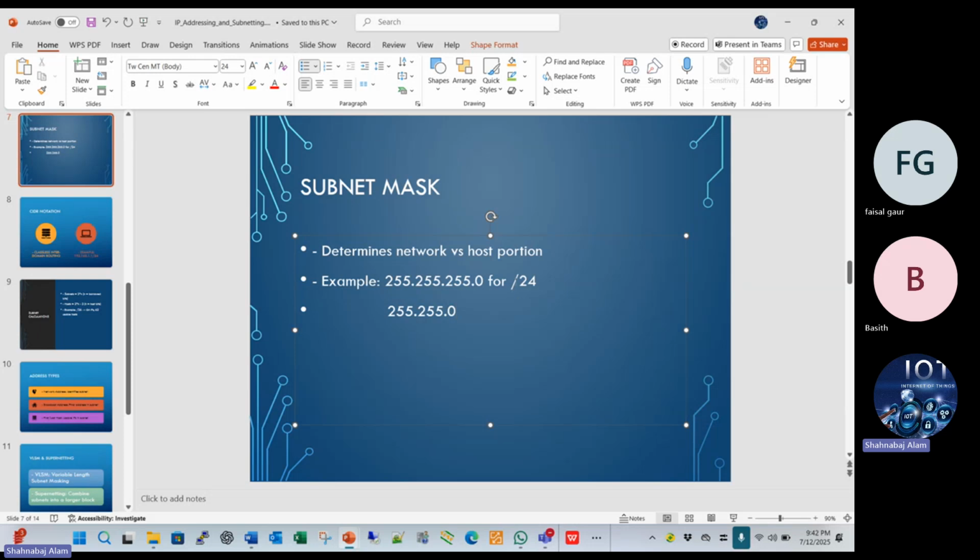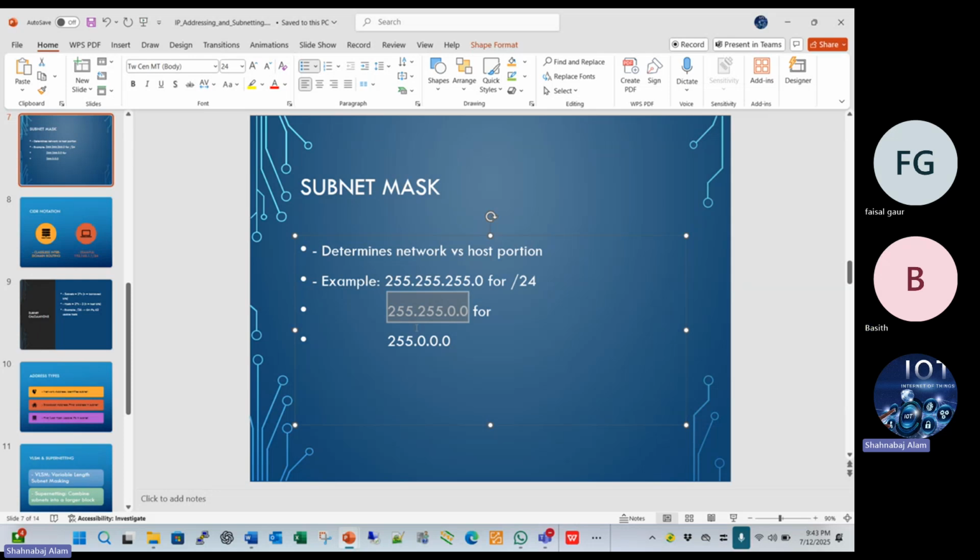I am asking you, do you understand about the /24? That /24 we know. It is the shortest way to write the subnet mask. Instead of writing 255.255.255.0, we can write /24. But we want to learn about the calculation.